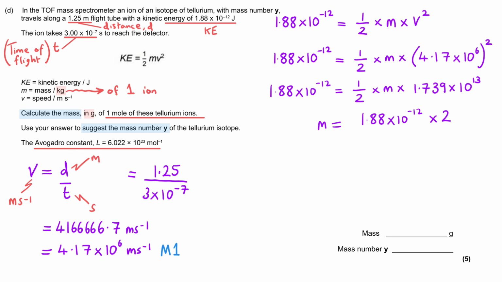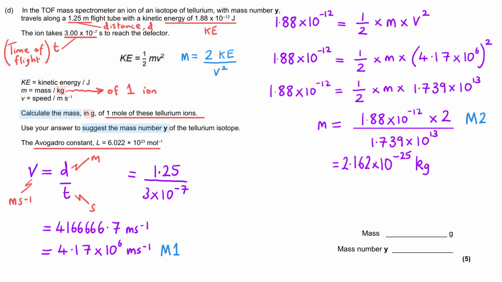And we need to calculate 1.88 times 10 to the minus 12, multiply that by 2, and divide it by 1.739 times 10 to the 13. And this rearranged equation will actually give us our second marking point. You could have got this second marking point by rearranging the equation before substituting the values in. And then when we calculate our answer, we get 2.162 times 10 to the minus 25 kilograms. And this will be our third marking point.